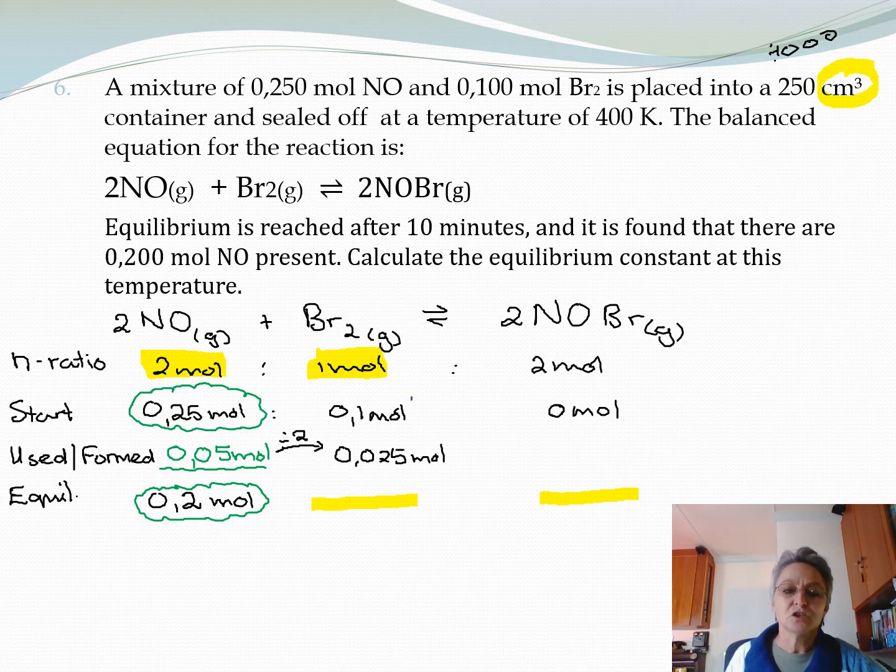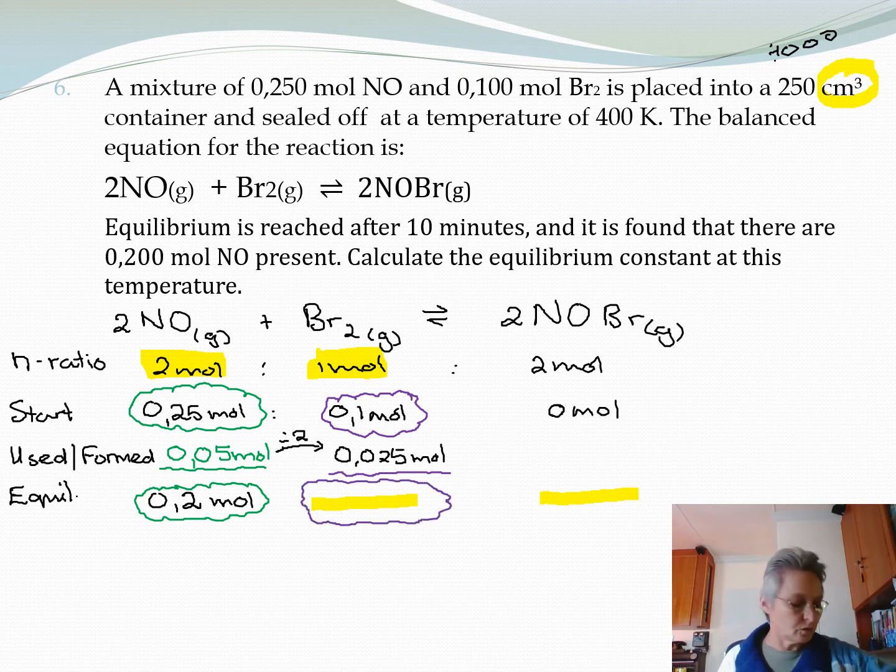If I've got that, and I've got what I started off with, and I've got what I used, then it's not too difficult to calculate what was at equilibrium. So it is 0.1 minus 0.025, and we get 0.075 mole of bromine at equilibrium.